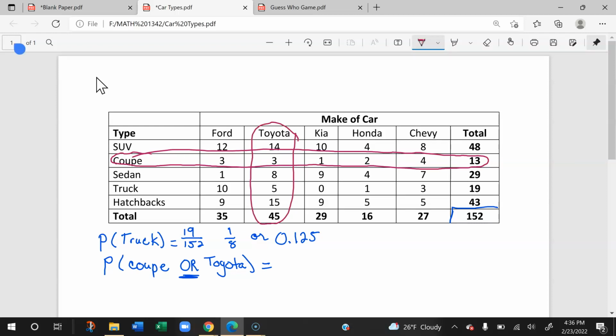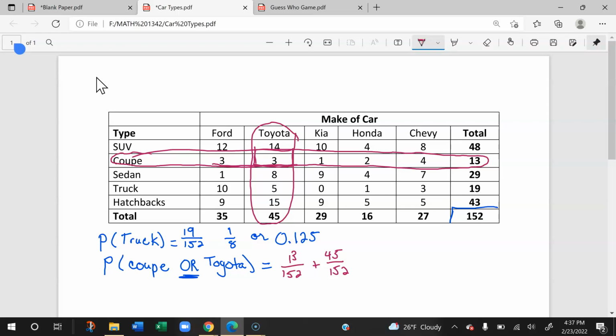So if I look at my coupes, there's 13 coupes out of 152, and there's 45 Toyotas out of the 152. Okay, so I'm going to add those because I can have either one, right? Be careful. Notice these three right here were counted both times. They were counted in with the coupe and in with the Toyota.